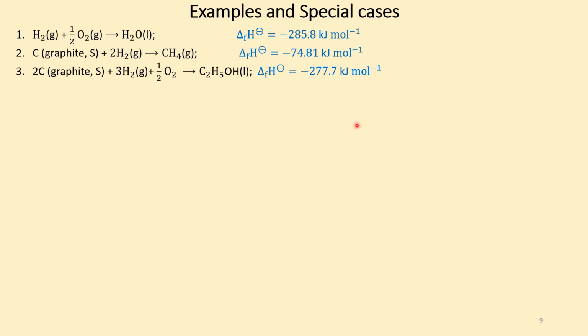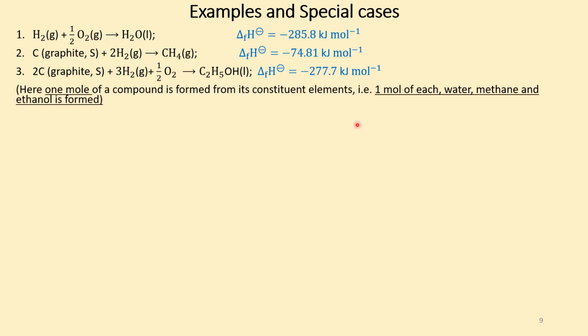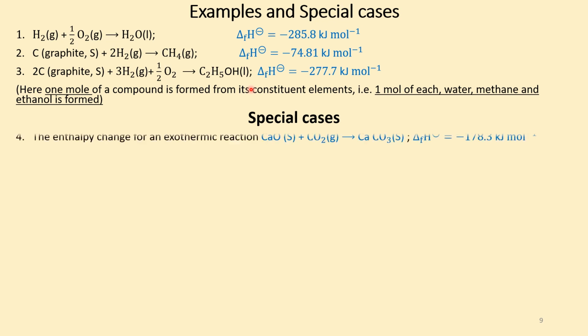minus 277.7 kilojoules per mole. Here 1 mole of compound is formed from its constituent elements, that is 1 mole each of water, methane (CH4), and ethanol (C2H5OH), formed from their constituent elements. Now we'll consider some special cases which are exceptions to these ΔfH°.